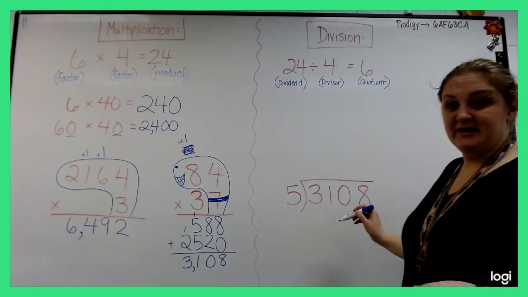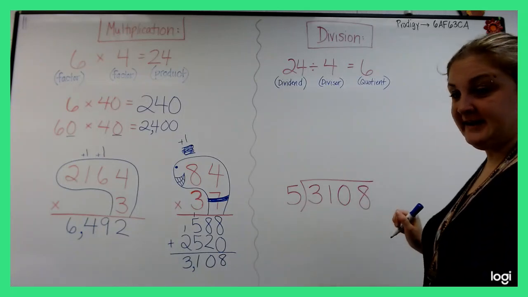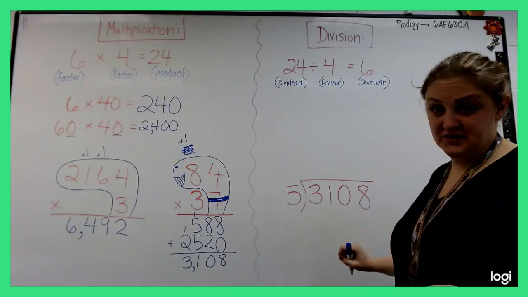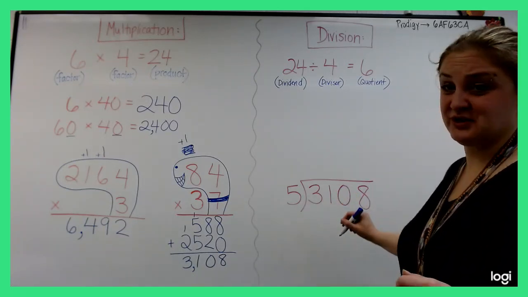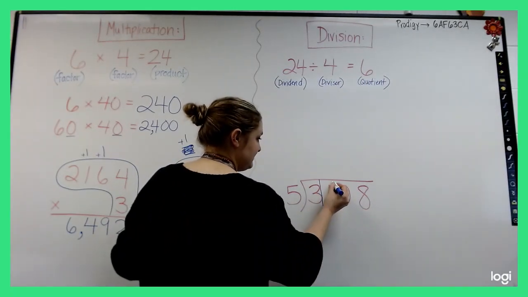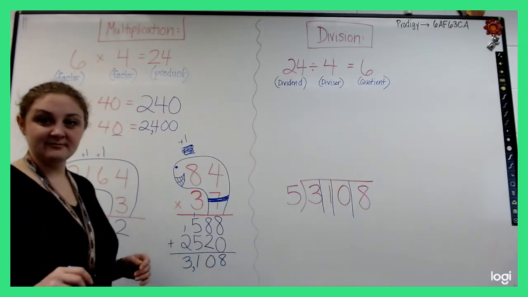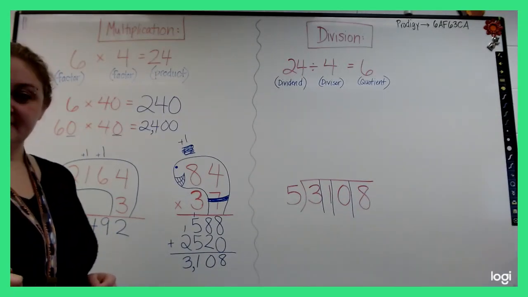Go ahead and copy it down if you haven't. 3,108 divided by 5. And I do recommend not using commas when you're doing box division. It sometimes can almost look like another digit. So then remember, we draw our lines. All right, and off we go.